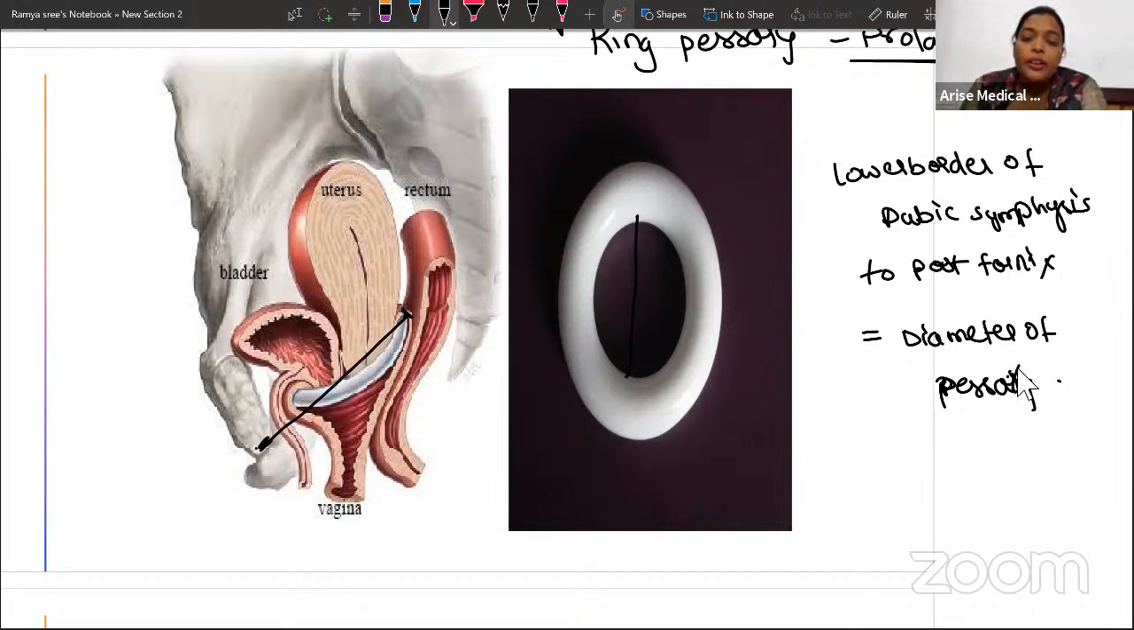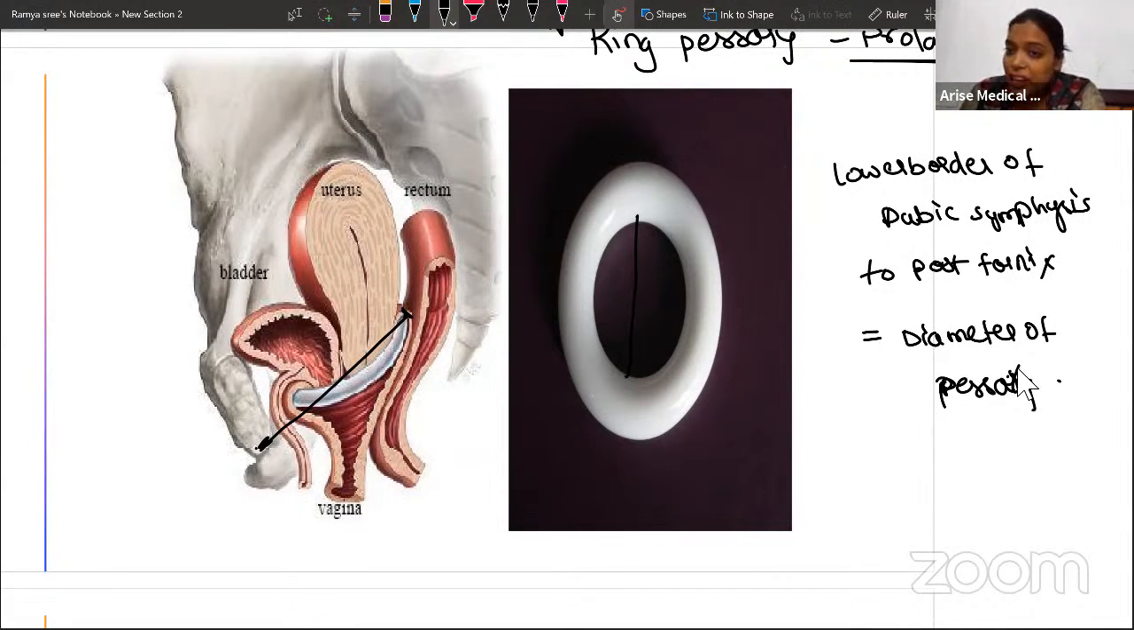Okay. Now, next point is how do you know that you have inserted an adequate size? When you insert the pessary, you ask the patient to cough or laugh or strain. If the pessary doesn't fall, it means it's the correct size.